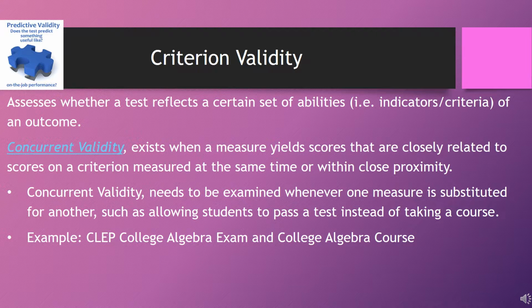Concurrent validity needs to be examined whenever one measure is substituted for another, such as allowing students to pass a test instead of taking a course. For example, a successful score on the CLIP college algebra exam may be used in place of taking a college algebra course. This measure is considered valid. So let's examine how this measure is validated. To determine the concurrent validity, students completing a college algebra course are administered the CLIP college algebra exam. If there is a strong relationship or correlation between the CLIP exam scores and course grades in college algebra, researchers conclude the test is valid for that use.